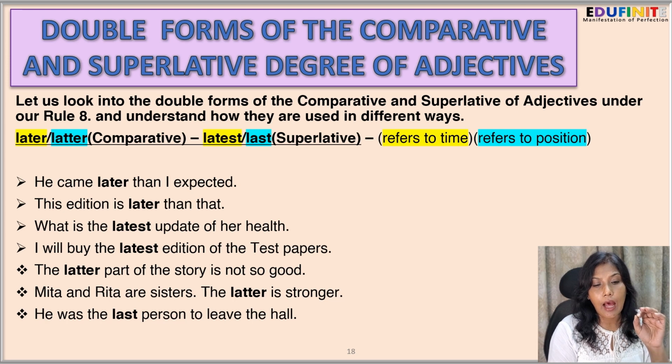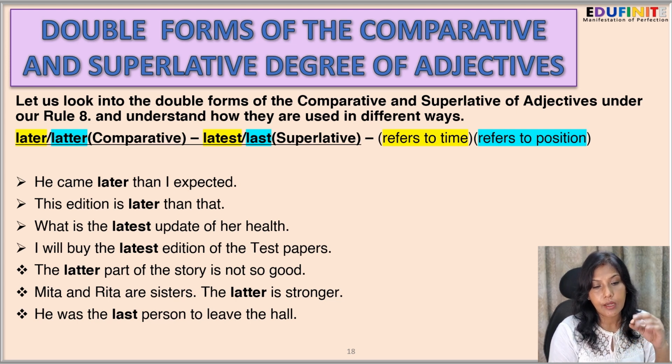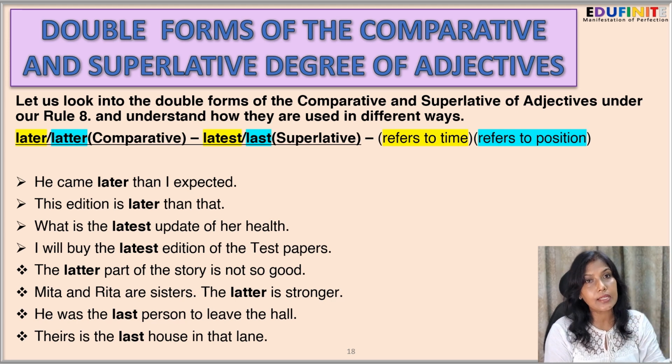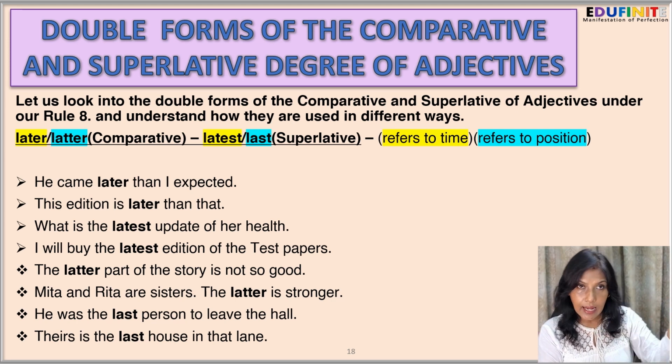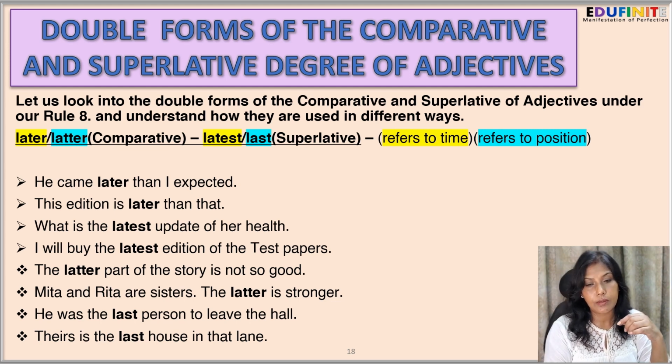He was the last person to leave the hall. Now this is superlative form. This again refers to position because among all the persons who have left the hall, he was the last to leave. Next, theirs is the last house in that lane. So again, this refers to the position that in that lane, their house is at the end. So it's the last house.